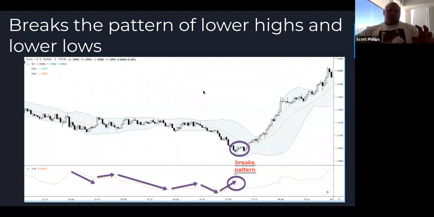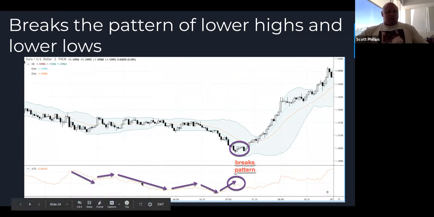Okay, now the third and final, the last way of turning back on is to break the pattern of lower highs and lower lows. So in a trend, it's normal for ATR to go up and down, but it's going to be like a downtrend in ATR. So here you can see we've made a lower low, lower high, lower low, lower high. And if we break that pattern of lower highs and lower lows, like we have right here, now all of this time we're not taking long setups. Why aren't we taking long setups?